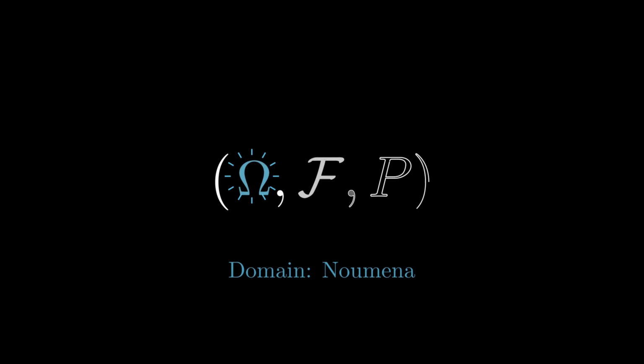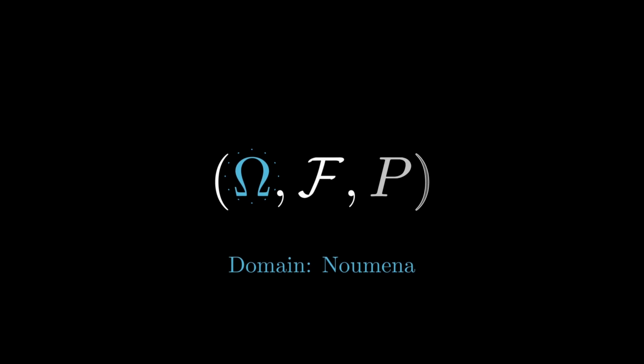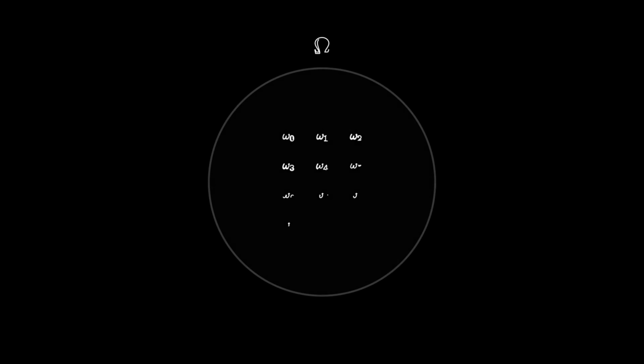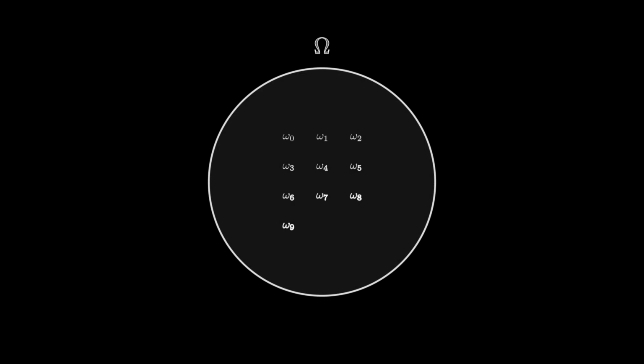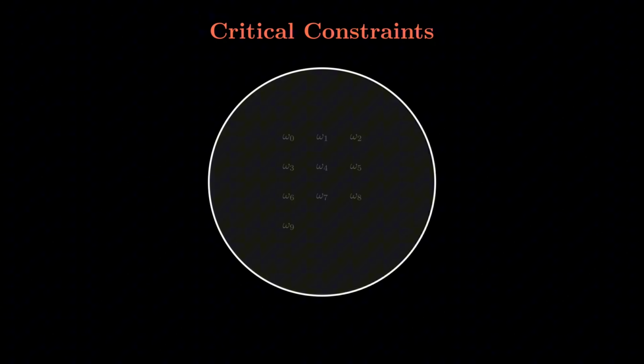It is the set of noumena, things as they are in themselves, before they are filtered through the lens of observation. Formally, Ω is a non-empty set containing elements ω, referred to as sample points. The definition imposes two critical constraints on these points.